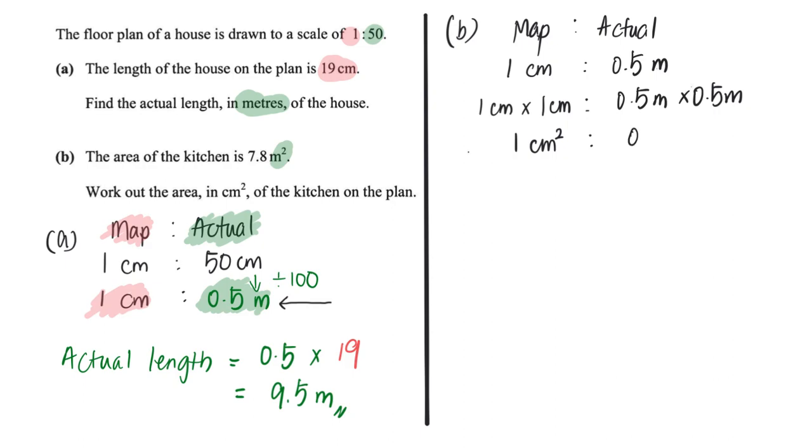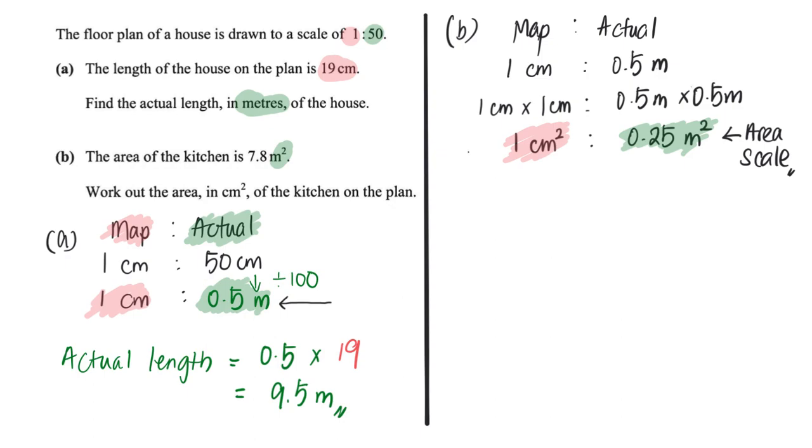So this will be 0.25 meter square, and this is what we call my area scale. This is really important. This is an important step 1. And once I get that, then I know already 1 cm square on the map represents 0.25 meter square on the actual.